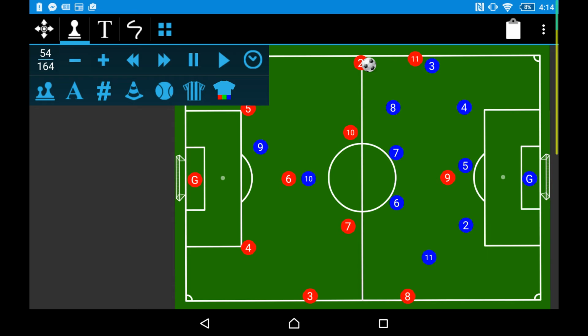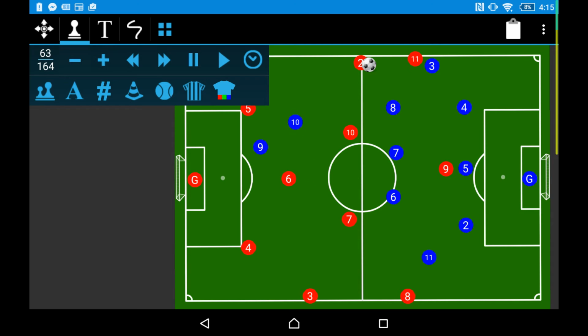Because number 2 is so far up the pitch, it creates a nice big hole behind number 2, and this is space that we hope to exploit. Central midfielders have already matched up, they're paired up, they need to know who they're marking. Blue 6 is marking red 7, and as you can see, if red 9 comes into the spaces trying to look for the ball, centre backs can stay tight and follow and see the ball off and see the ball away.